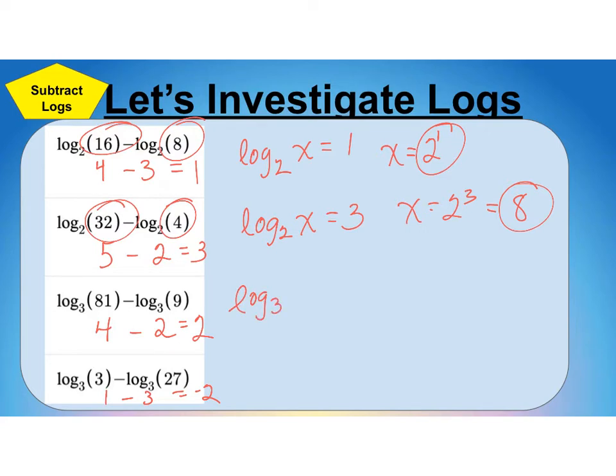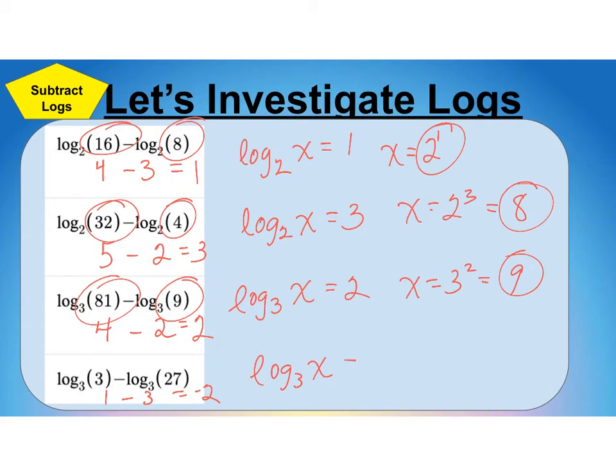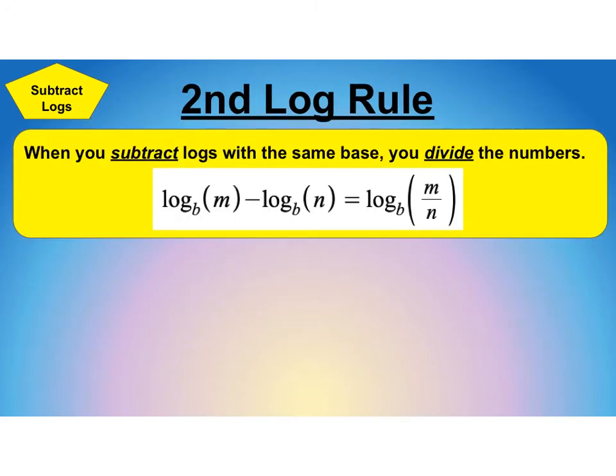Log base 3 of some unknown number x equals 2. Well, x equals 3 squared, which is 9. The relationship between 81, 9, and 9. And log base 3 of some unknown number x is -2. Oh, x is 3 to the -2. x is 1/9. What's the relationship between 3 and 27? When you subtract, when you have the same bases, you are going to divide the number. So subtraction goes to division, just like our exponent rules. That's what happened there.